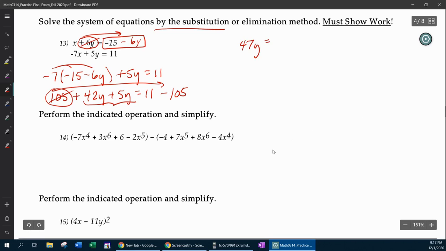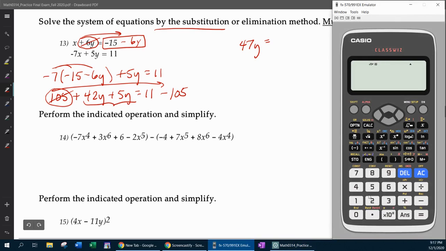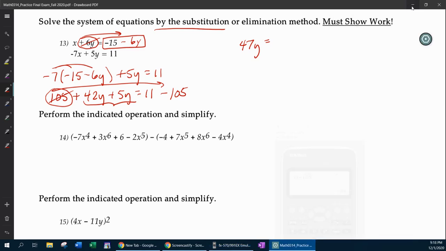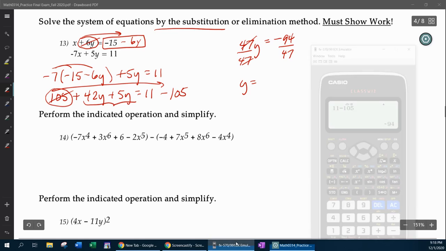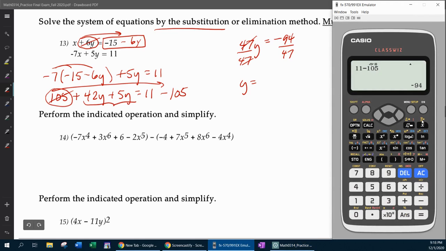What is 11 minus 105? Let's see. 11 minus 105. -94. And then to divide both sides by 47. And with any luck, that will divide evenly. -94 divided by 47. Hey, look at that. -2.